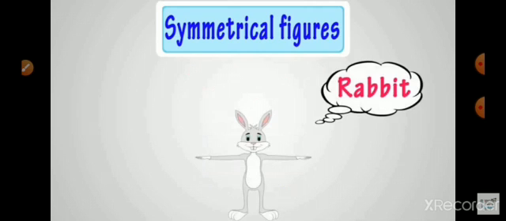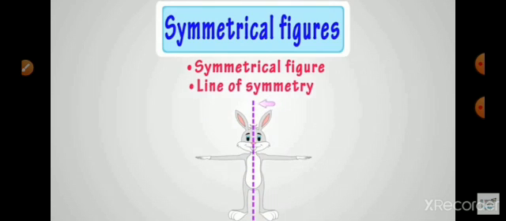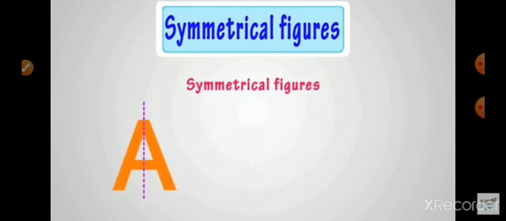Now we will take the example of this rabbit. Cut it from the center from this purple line, and now we will put one half on the other one, then it will cover the second part. So this is also symmetrical, and that line is called the line of symmetry.